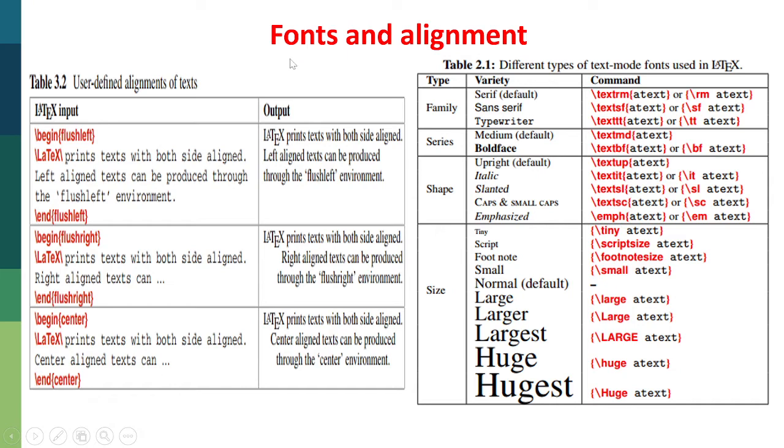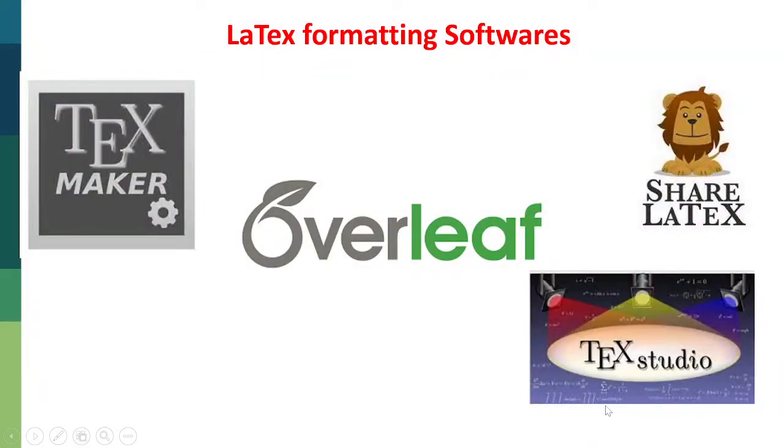And the other thing is, there are different kinds of fonts and alignments also available, and we'll discuss this when we work on the software. I'm just telling you how to change the size of the font from tiny to huge. And if you want to change the shape of the font, you do it with the help of italic. It means you put backslash textit, and then your text. That text will appear in italic mode, right? I'll show you everything in the software when we work.